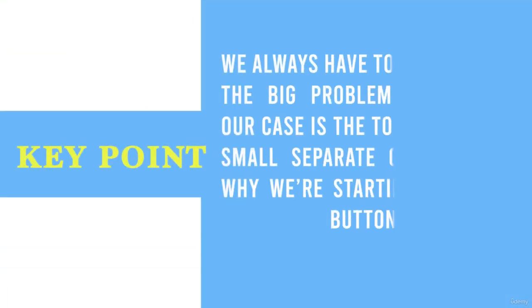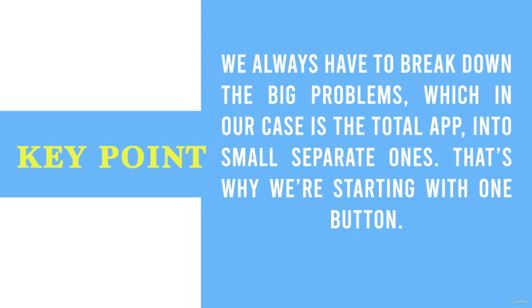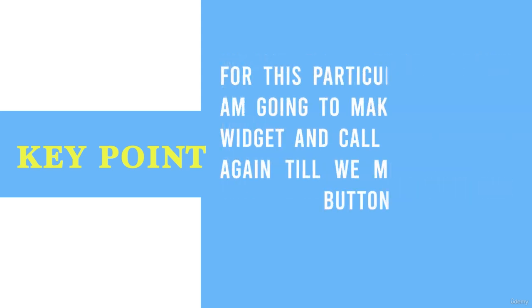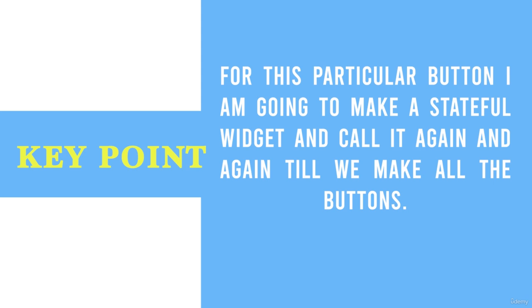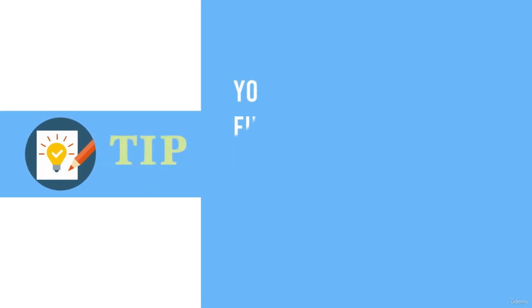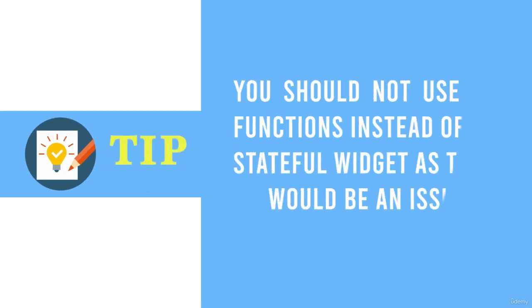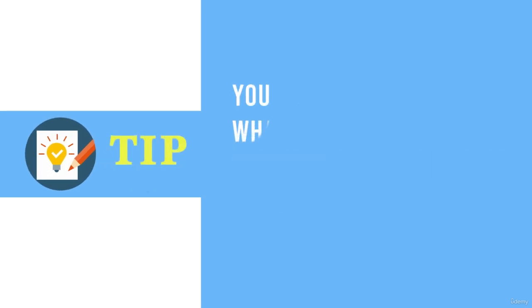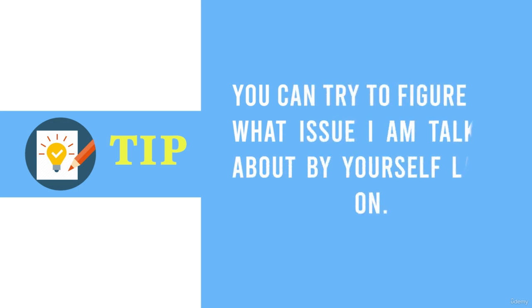As you remember, we always have to break down the big problems, which in our case is the total app, into small separate ones. That's why we're starting with one button. For this particular button, I am going to make a stateful widget and call it again and again till we make all the buttons. And a small tip. You should not use the functions instead of the stateful widget, as there would be an issue. You can try to figure out what issue I am talking about by yourself later on.